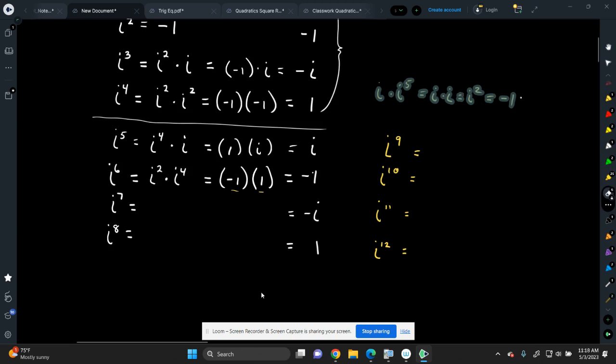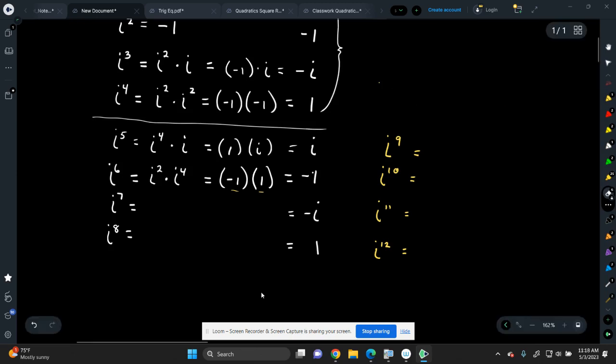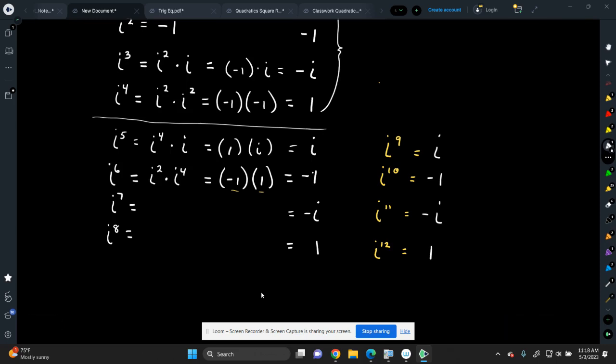Anybody finished with those 4? Good. You should be finished. Look at the pattern. What should I to the 9th equal? I. And I to the 10th? Negative 1. I to the 11th? Negative I. I to the 12th? 1. It follows a pattern every 4. Every multiple of 4.